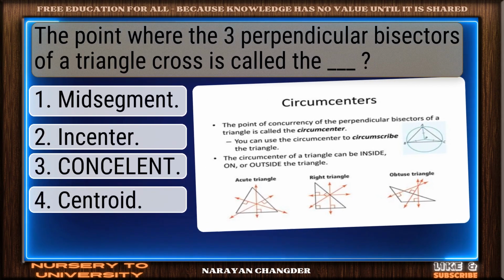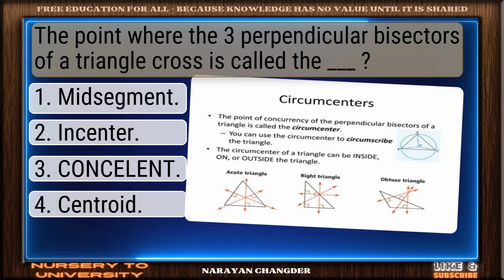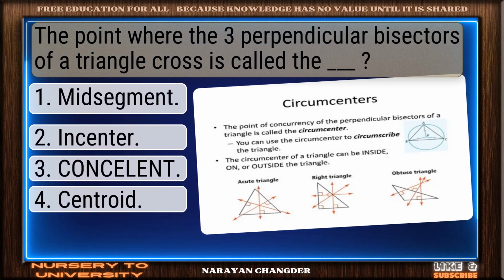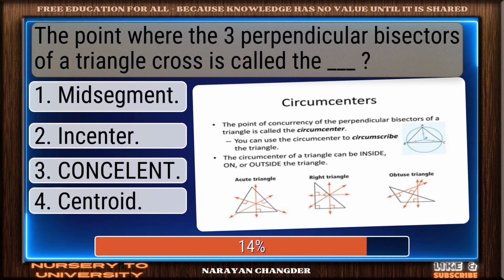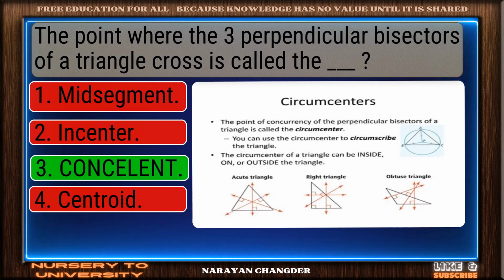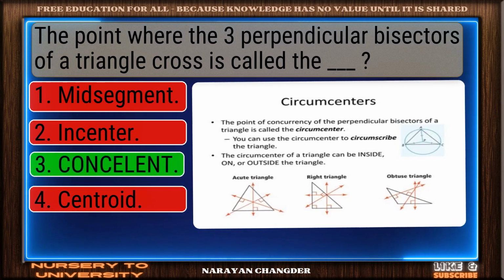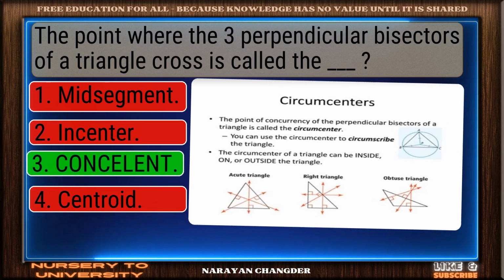Question number 23. The point where the three perpendicular bisectors of a triangle cross is called the dash. Nice selection. Circumcenter is the correct and valid answer.